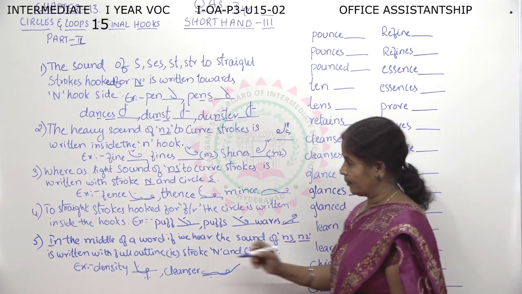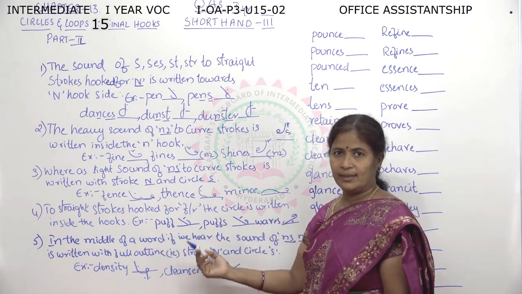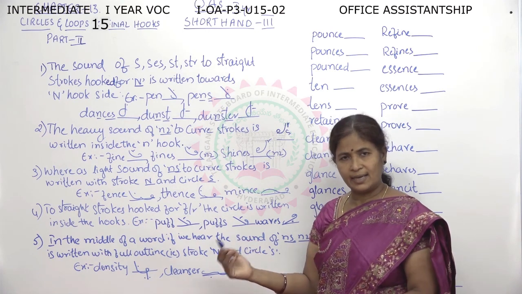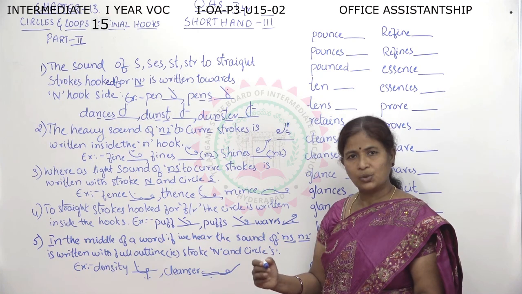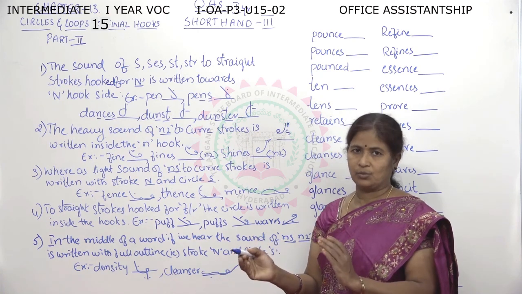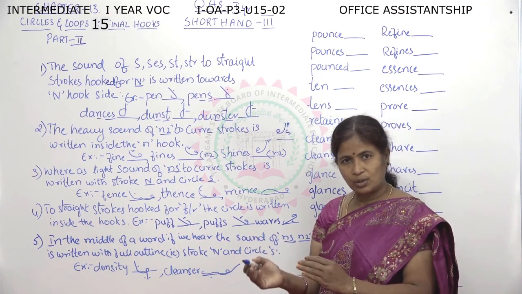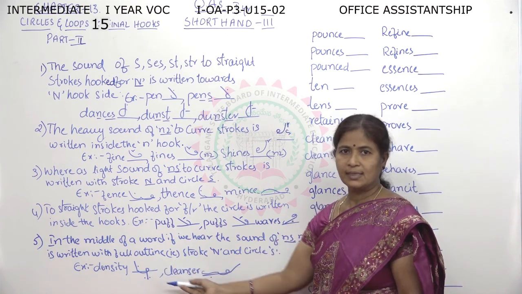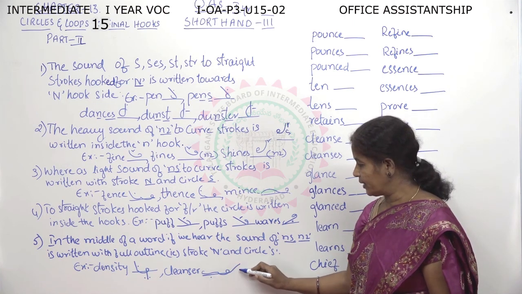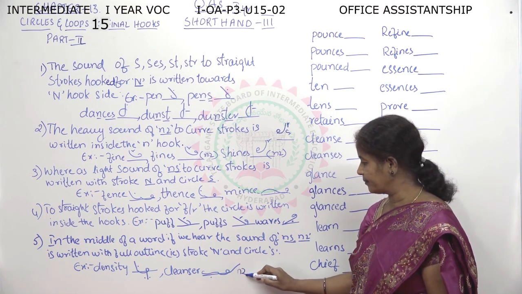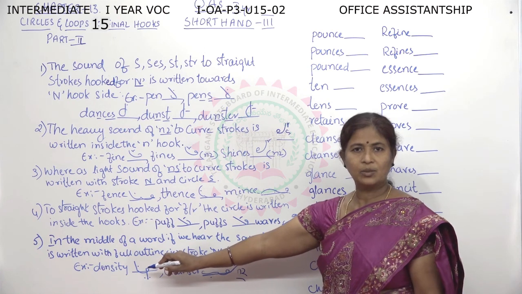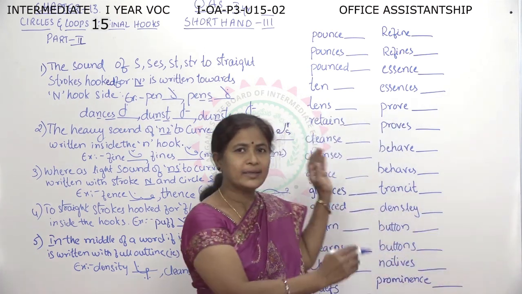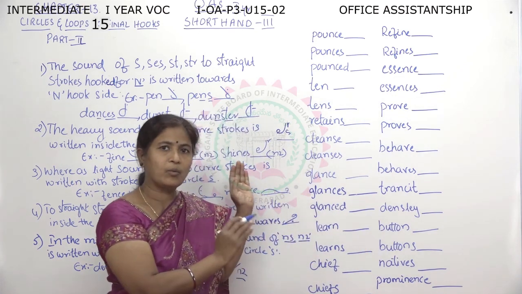Okay? Now, in the middle of a word. If we hear the sound of ns or ns, it is written with the help of stroke n and circles. For both the sounds, the heavy sound of ns and the light sound of ns, we write stroke n and circles. Example: density and cleanser. In cleanser, we are getting the sound of ns here. But here we get the sound of ns. Clear? Now we practice some outlines related to this chapter in order to avoid confusion.